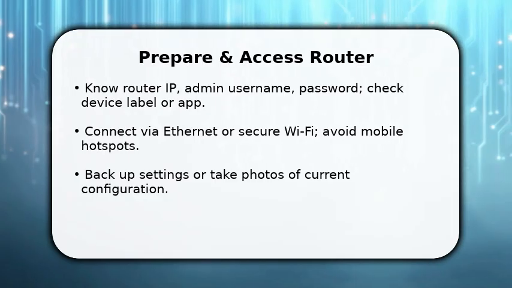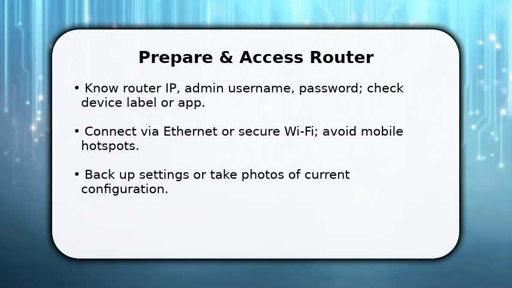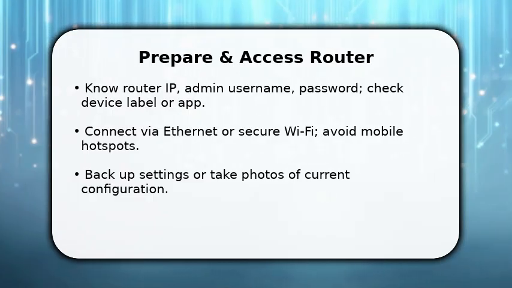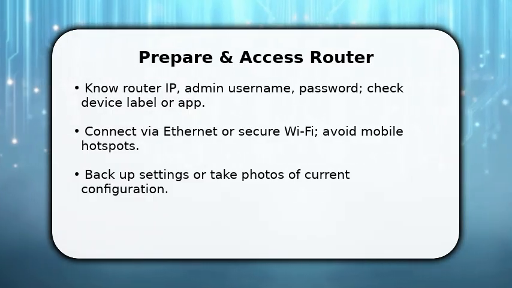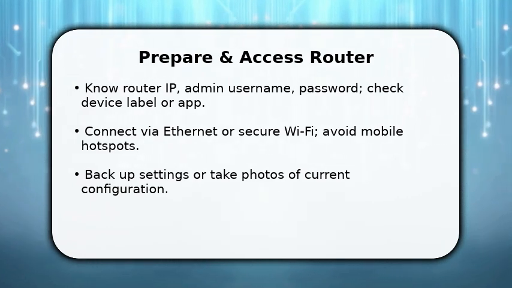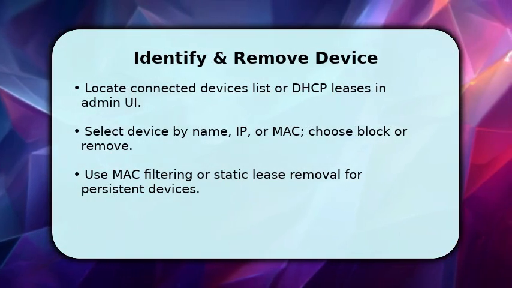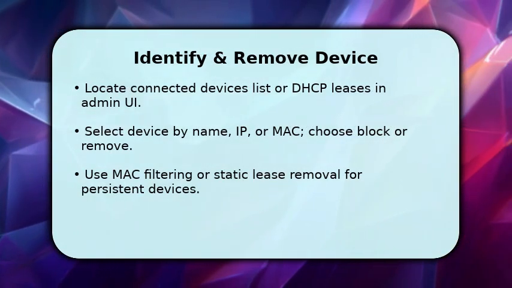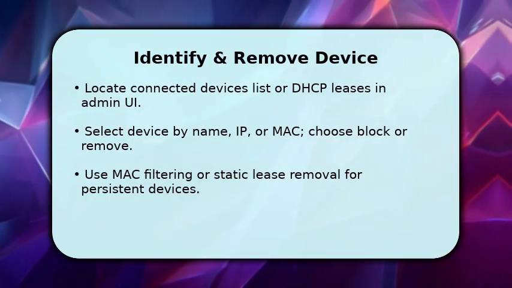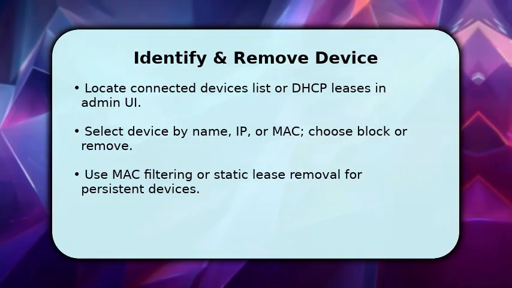This prevents accidental lockout. Now locate the connected devices or DHCP client list, so you can identify the device you want to remove and confirm its MAC or IP address. You'll now identify the target device in the Connected Devices or DHCP Leases section. Cross-check name, IP, and MAC to avoid removing the wrong one.